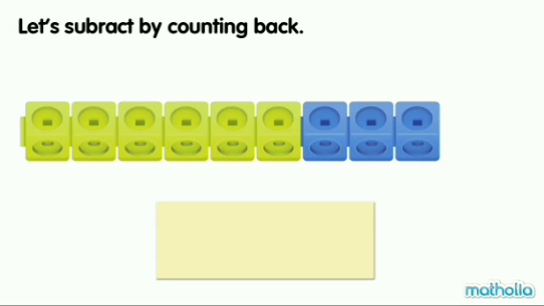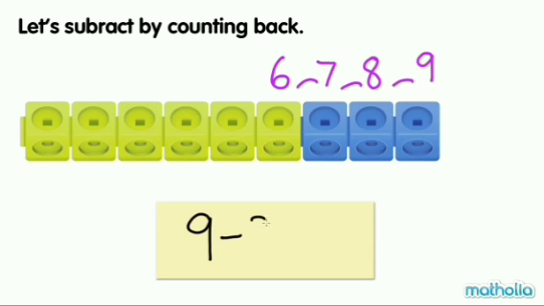There are 9 counters. 3 of the counters are blue. How many counters are green? Let's subtract by counting back. 9, 8, 7, 6. 6 counters are green. 9 minus 3 equals 6.